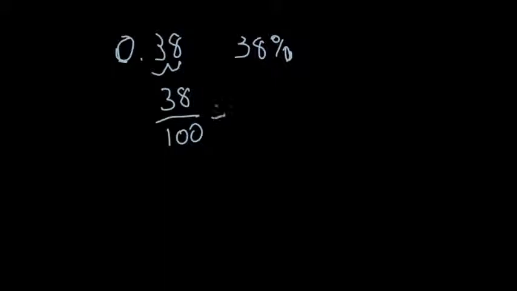Alright, so if we start with a decimal of 0.38, we can make that a percent. Move your decimal twice, equals 38%. If we want to make it a fraction, you just put it over its place value. So that's 0.38, so it would be 38 over 100. And then simplify, you can divide both those by 2, which would equal 19 over 50. So our simplified fraction would be 19/50.